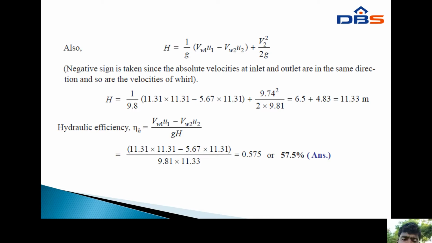Next, hydraulic efficiency equals VW1 U1 minus VW2 U2 divided by GH. VW1 11.31 into 11.31 minus 5.67 into 11.31, divided by 9.81 into 11.33, that equals 0.575, or 57.5%. This is the hydraulic efficiency of the turbine.